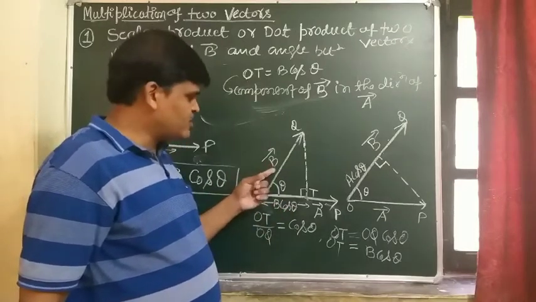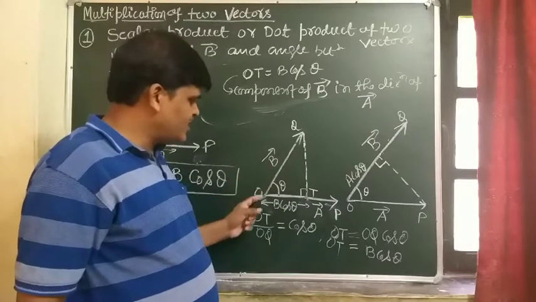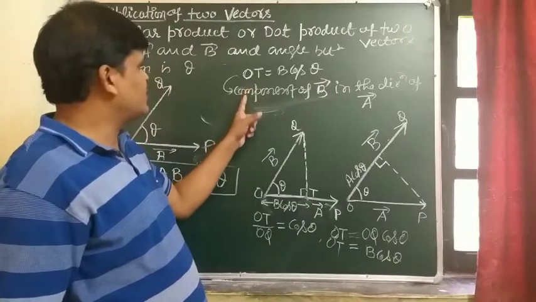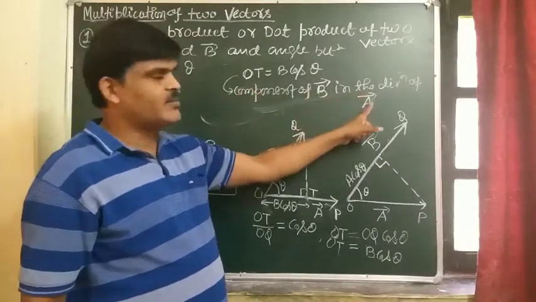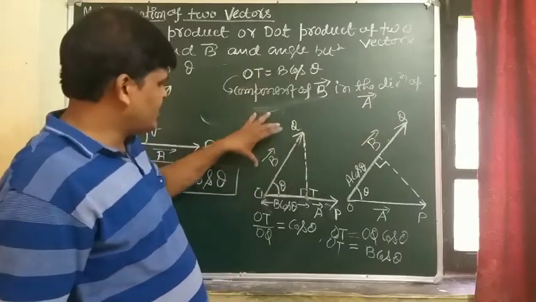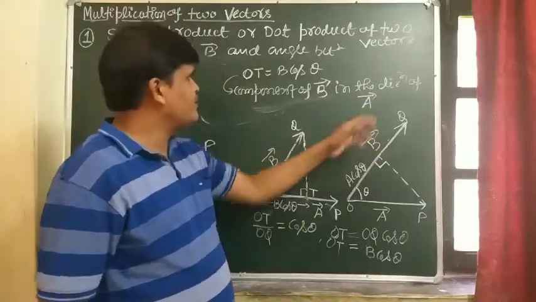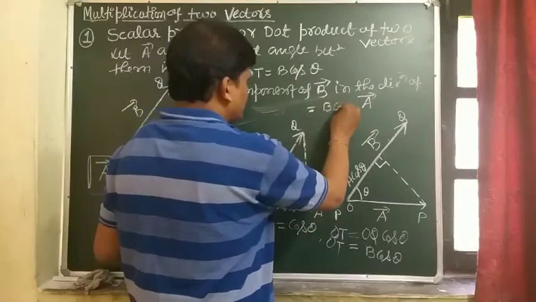The component means horizontal component, you can say that. Horizontal component of B in the direction of the first vector is B cos theta. OT is the horizontal component of B in the direction of vector A. So the component of B in the direction of the first vector is B cos theta.